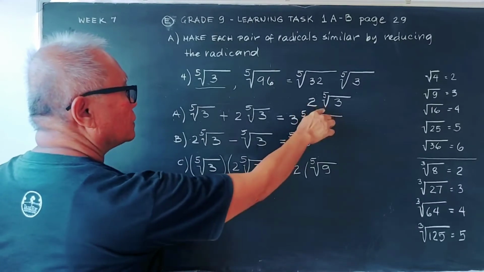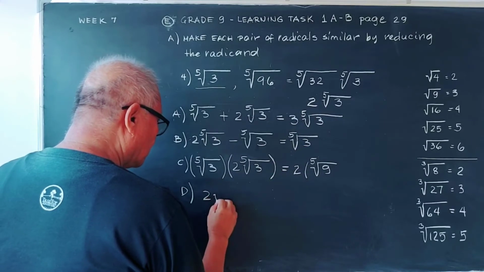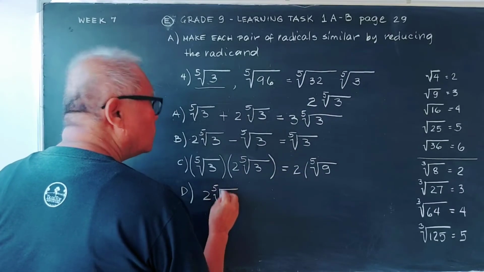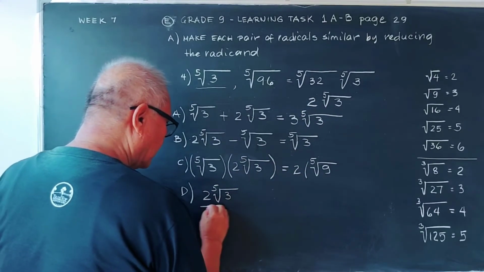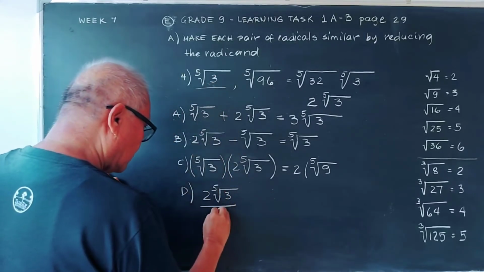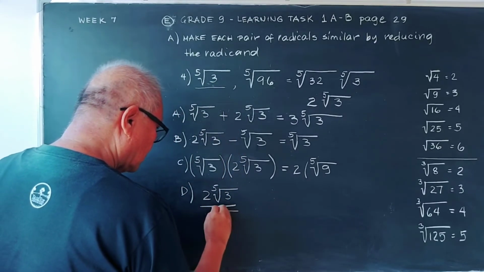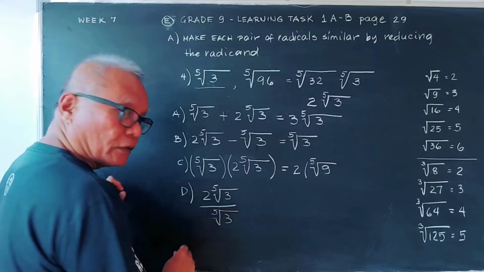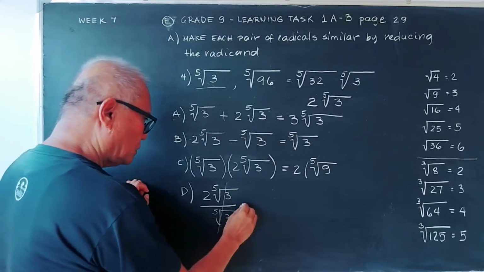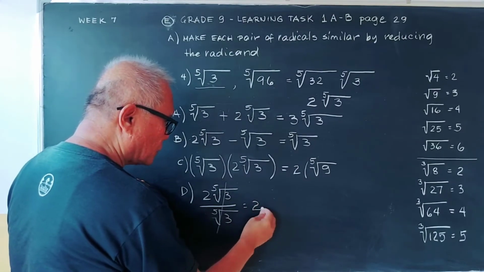Alright, D. Division. O, divide ito. 2 5th root of 3 over ito. This one is 1. So, final answer, quotient is 2.